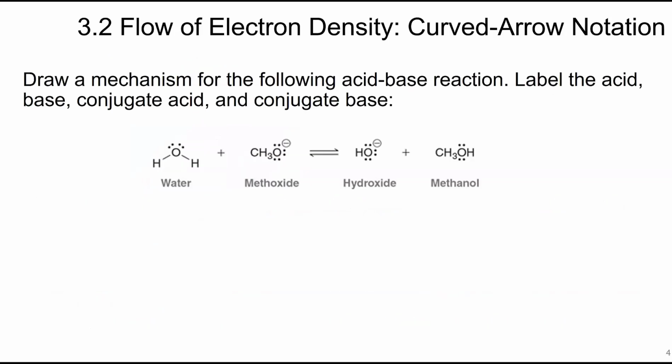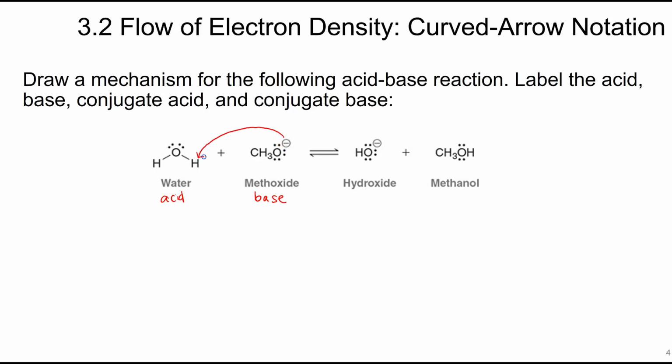If we draw a mechanism for the following acid-base reaction, we're going to label the acid, base, conjugate acid, and conjugate base. First thing we want to do is identify the acid and the base. The base is usually negatively charged, so I'm going to go with that one for the base. And so water has to be the acid. Usually the base, which is the negative, is going to be the fisherman looking for the hook that's going to grab a hydrogen. So these electron arrows will go here.